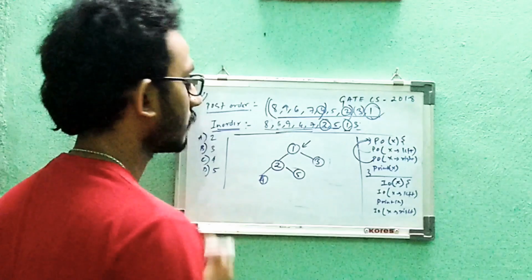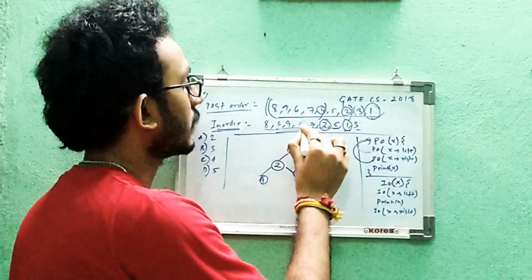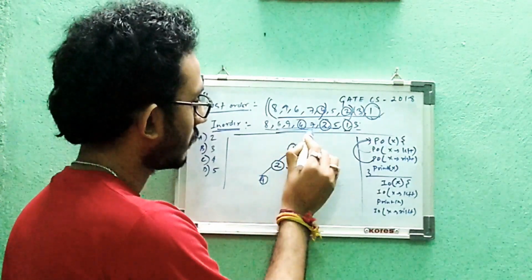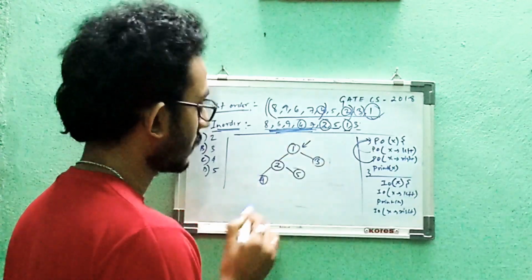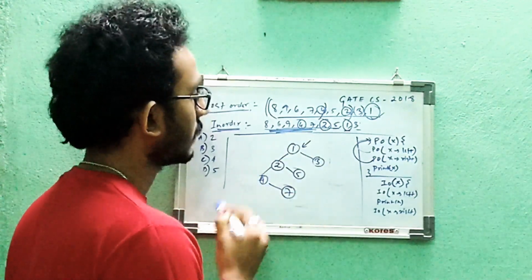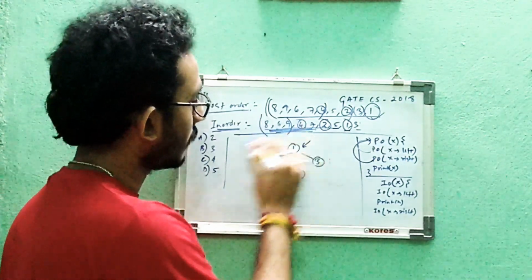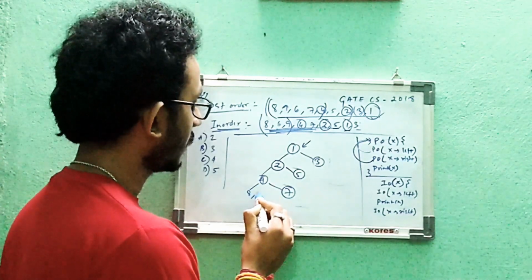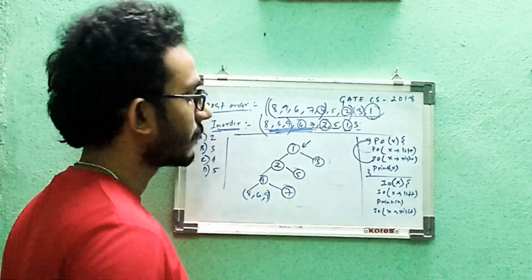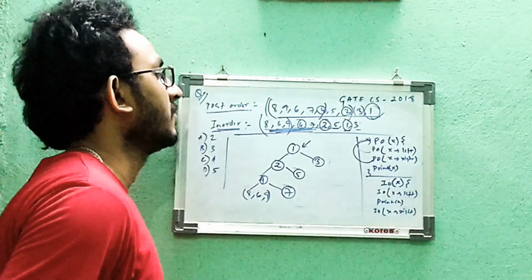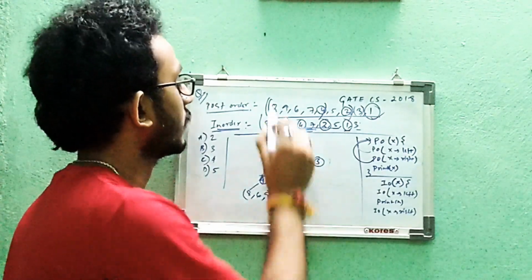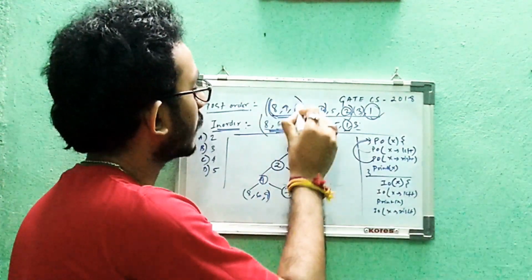4 is the root. So if 4 is the root, 7 comes in the right among this, okay? 7 comes in the right. And this will be a part of the left subtree: 8, 6 and 9. Am I clear? Okay, so 8, 6 and 9 are part of this subtree.